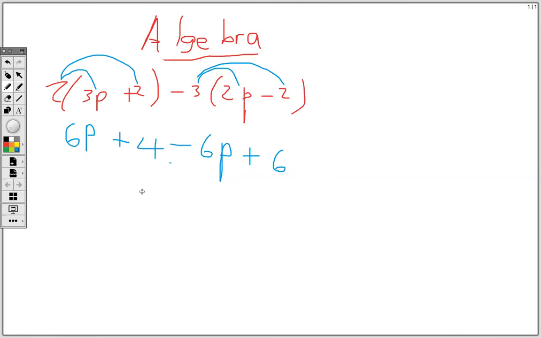Looking at this, you should be seeing something. But if you're not, let's go further. Group like terms. So I have 6p minus 6p. Then I have positive 4 plus 6. So this is what I'm expecting you to already recognize from the above step, that these two cancel. So we have 4 plus 6, that gives me 10.